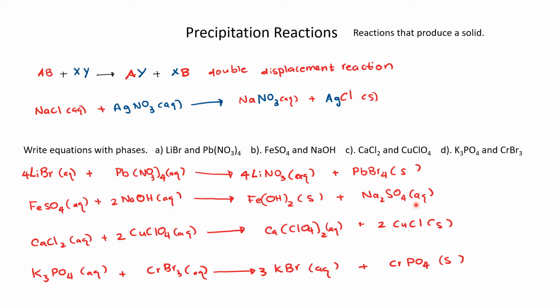So iron sulfate is aqueous, sodium hydroxide is aqueous, ferrous hydroxide is solid. Rule number 7 says hydroxides are insoluble. Sodium sulfate is aqueous. So you can check all these components one by one.